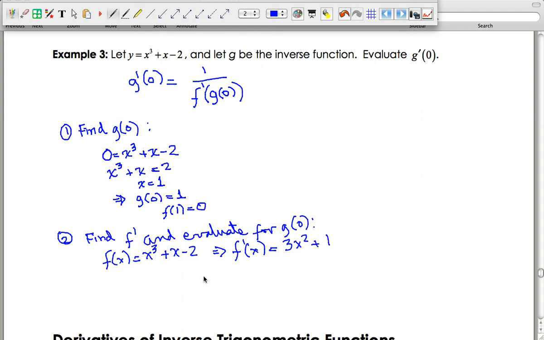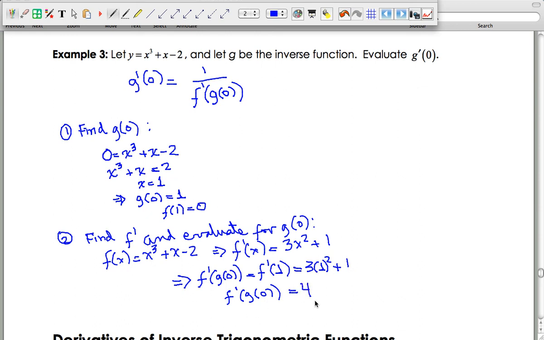Now what we want to do is find f prime and evaluate for g of 0. In other words, find f prime of g of 0, which is the same as f prime of 1, because we have just figured out that g of 0 is 1. And this would equal 3 times 1 squared plus 1. So f prime of g assessed at 0 is 4.